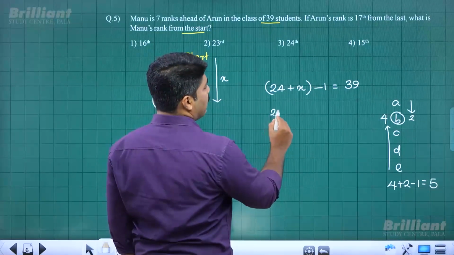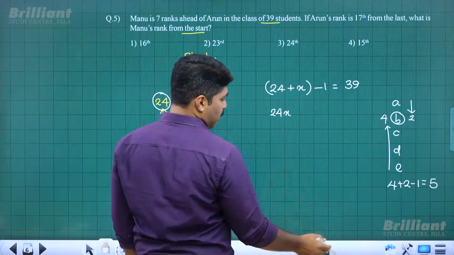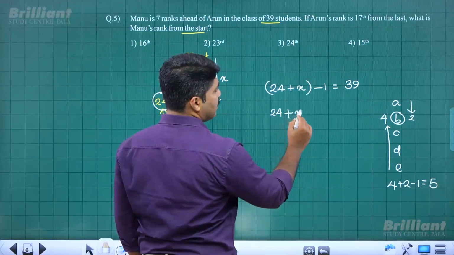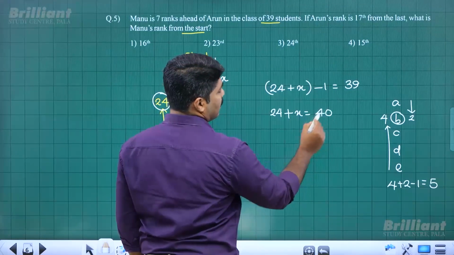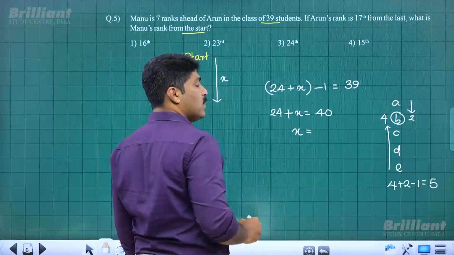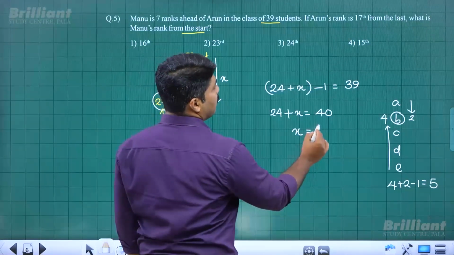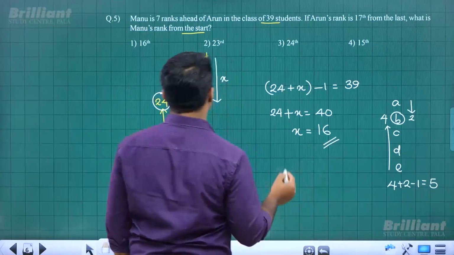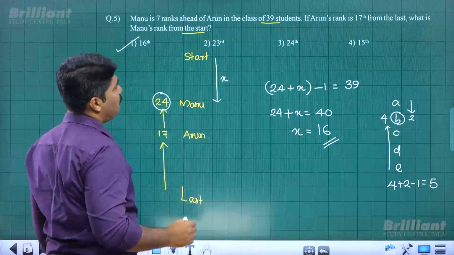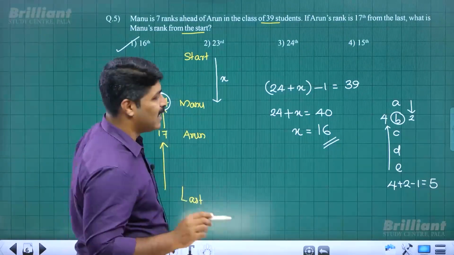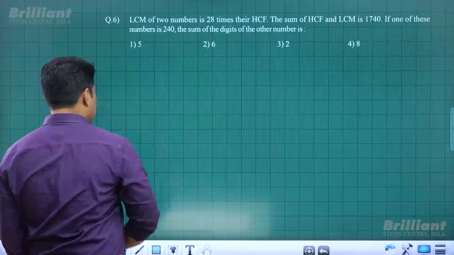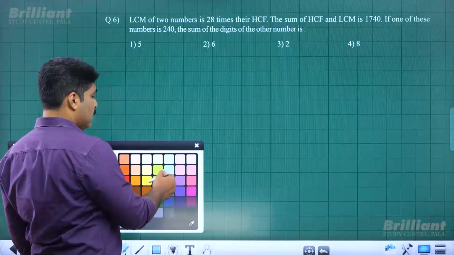So therefore, we got the idea: 24 plus x, which is equal to 40. Therefore, what is the value of x here? So that is 40 minus 24, which is equal to 16. Therefore, the rank from the top of Manu is 16th rank. That's a very important understanding related to the rank concept.